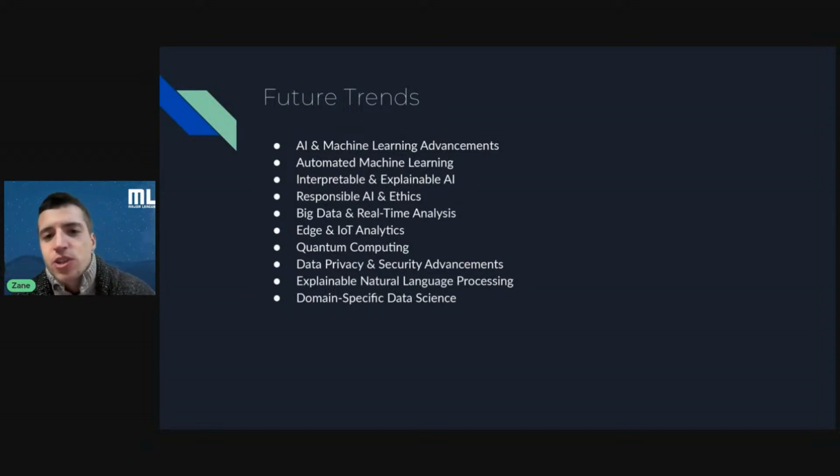Data privacy and security advancements: ongoing developments in data privacy and security technologies and regulations. I feel like security is ultimately a game of cat and mouse. I don't think it's ever going to go away, so there'll always be trends there.